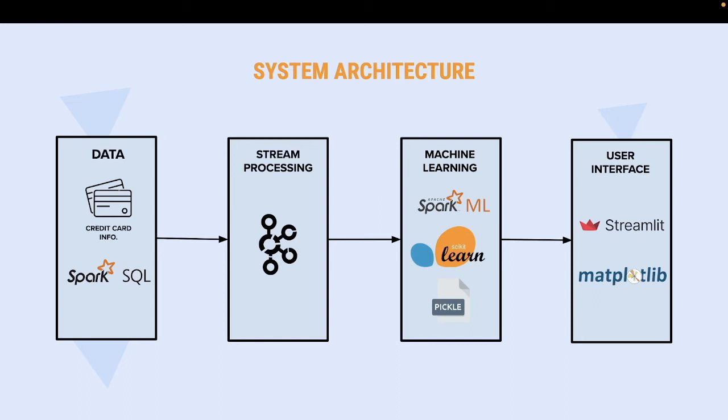This slide shows a summary of our entire architecture, in which first we take in the raw data, then convert it into streams of data using Kafka. Then we perform model predictions on these streams of data, and the results are finally displayed on a user interface built using Streamlit.